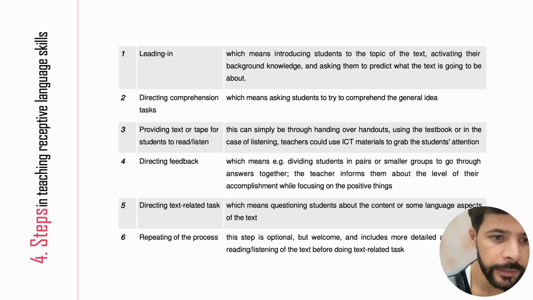Fourthly, directing feedback, which means divide the students into pairs or small groups, go through the answers all together. The teacher informs them about the level of their accomplishment while focusing on the positive things. In the fifth position, or the fifth step, is directing text-related task, which means questioning students about the content or some language aspects of the text.